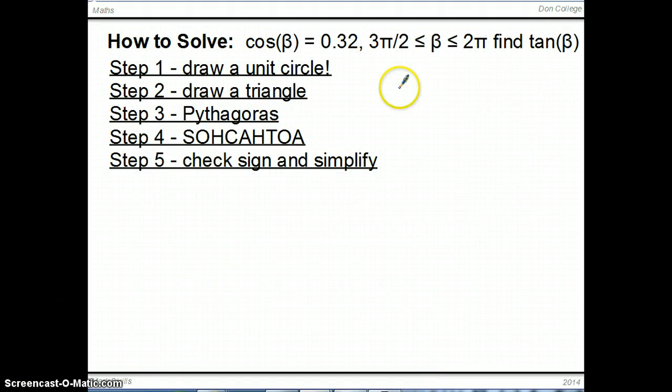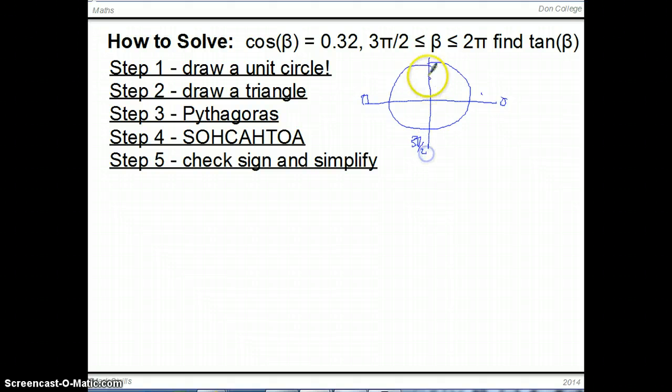Okay, so first thing we're going to do, as in all of these questions, is draw a unit circle. And we're looking for cos beta, and beta is between 3 pi on 2 and 2 pi. So if we start at 0, pi, 3 pi on 2, so there's pi on 2 up there, it comes all the way round to 2 pi. It's going to be the fourth quadrant.